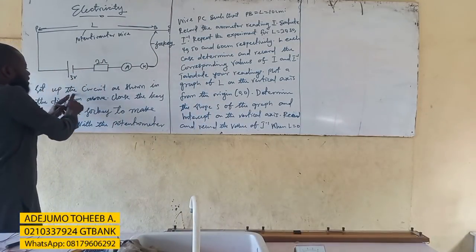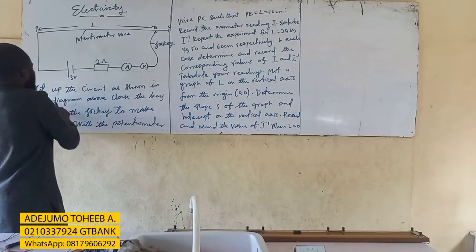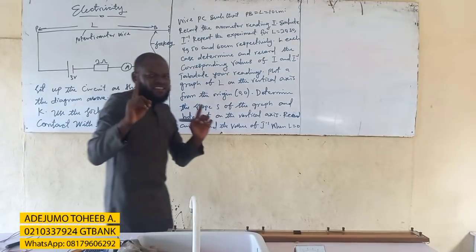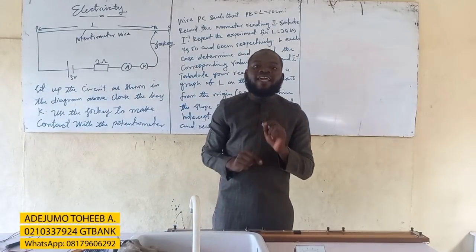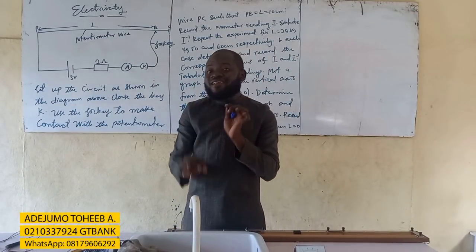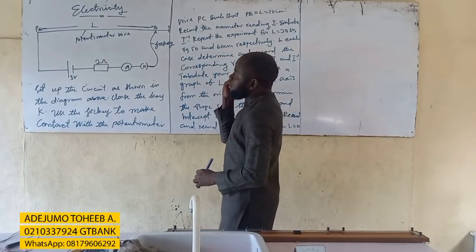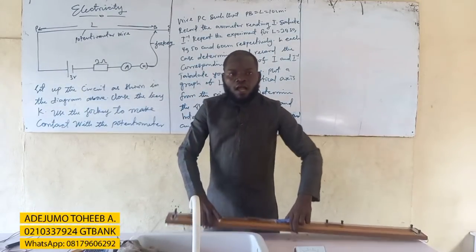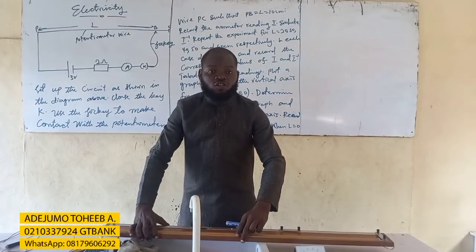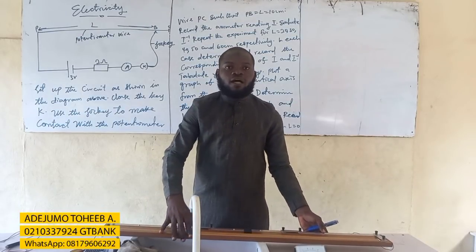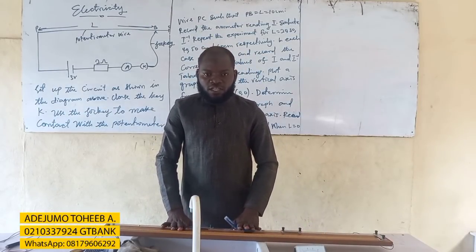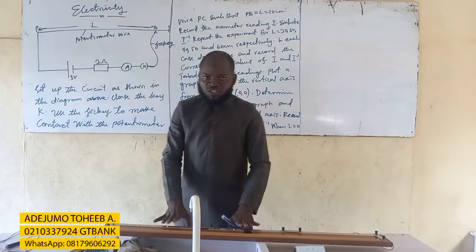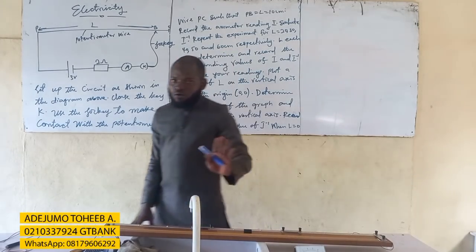The question says, set up the circuit as shown in the diagram above. That is the first thing. Set up the circuit as shown in the diagram above. So let's quickly look into that. How do we do that? Just make sure you take your potentiometer. Can you see? Can you see the potentiometer? Please let me check if the potentiometer is clear. Hold on.